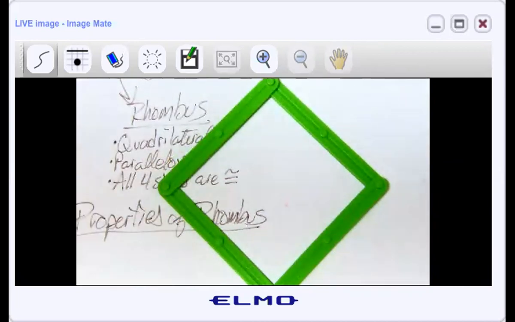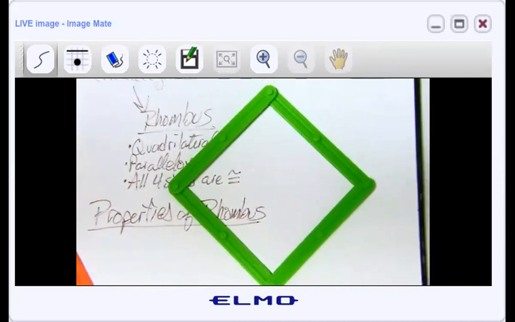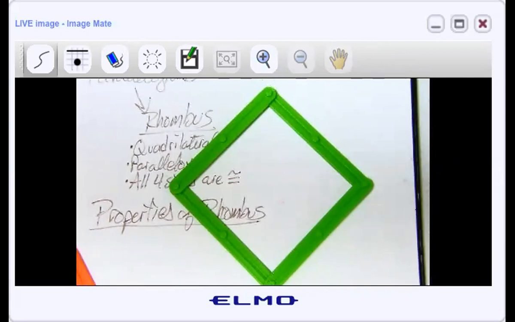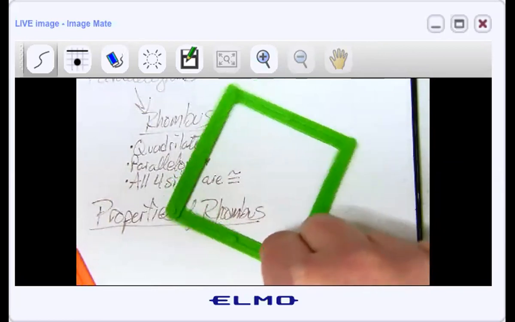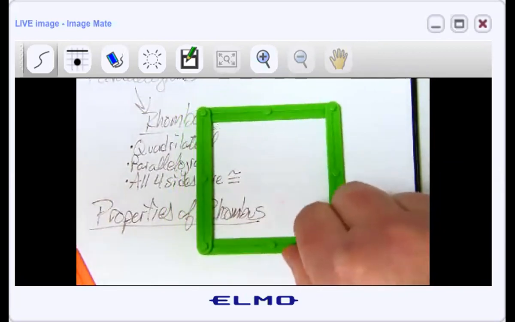Right? Because couldn't that happen? This is still a rhombus. It still has 4 congruent sides. That's all you need to make a rhombus, is 4 congruent sides. I still have 4 congruent sides. It doesn't matter that it's turned that way. That thing is still a square.